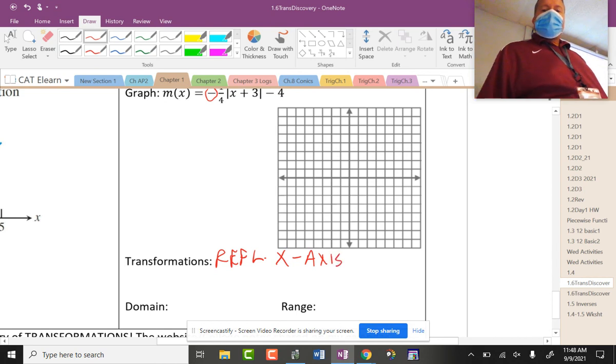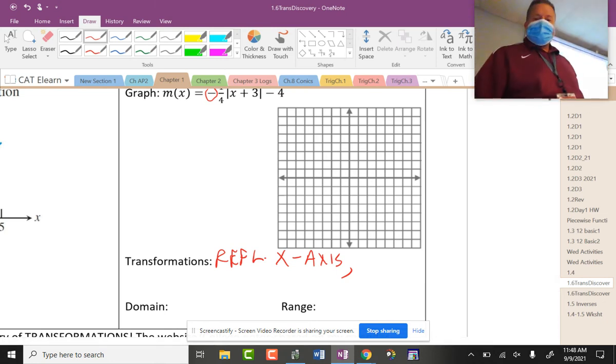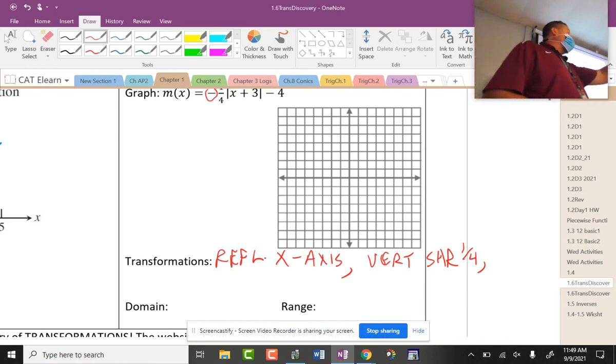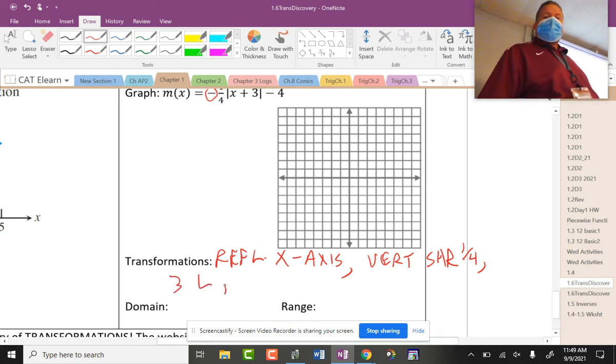What does the 1/4 do? Stretch or shrink? Shrink which way? Vertically or horizontally? Oh, it's vertical. It's on the outside of the function, so it's a vertical shrink by 1/4. Let's get real efficient in our writing here. All right, next. What's the +3 do? 3 left, and then what's the -4 do?